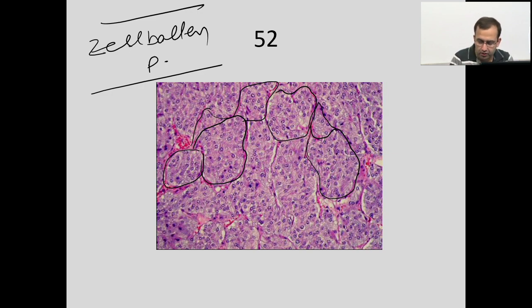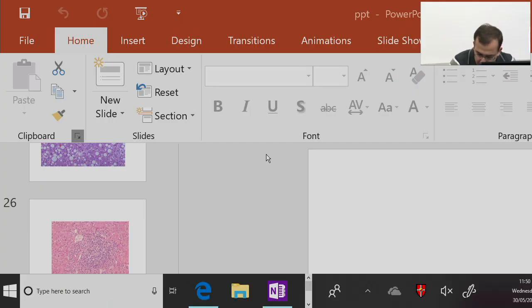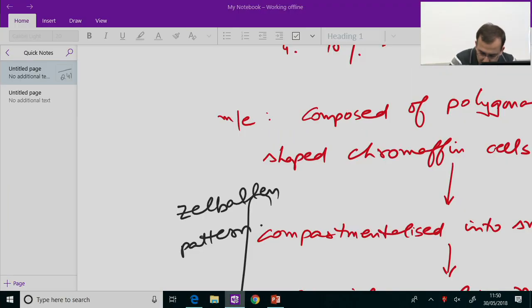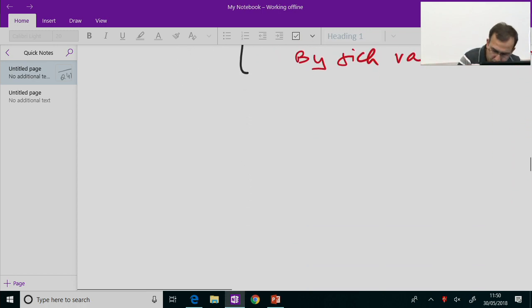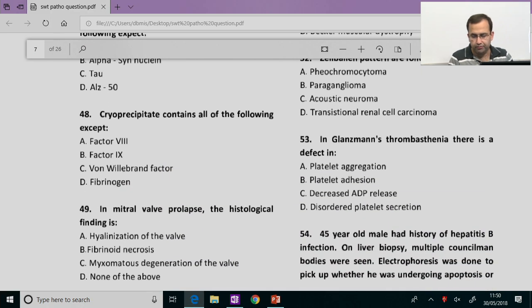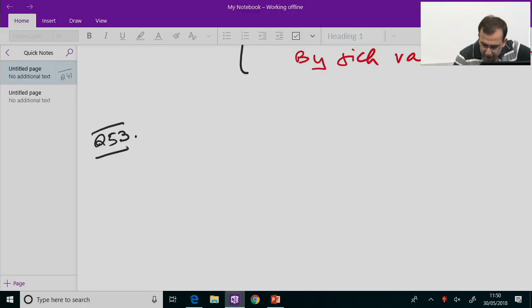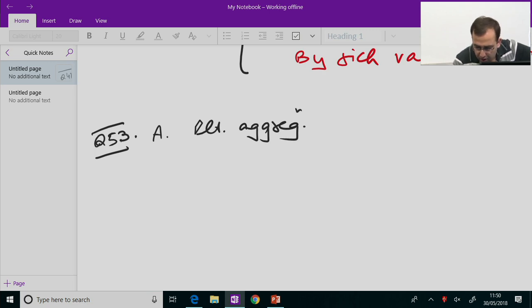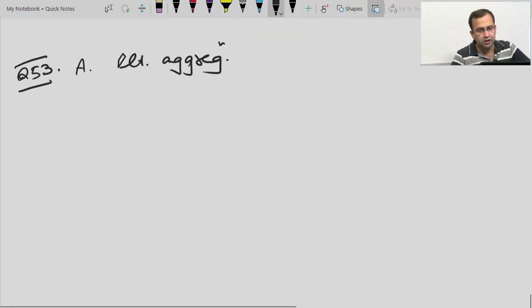Next, this gets us to question number 53. In Glanzmann's thrombasthenia, there is a defect in platelet aggregation. The answer is A, that is platelet aggregation.